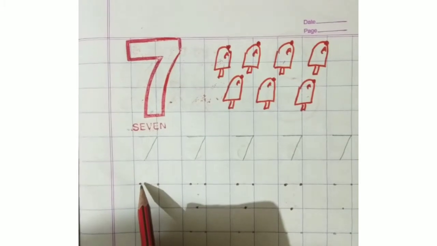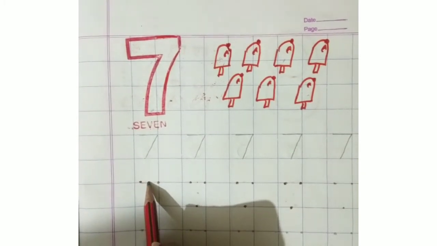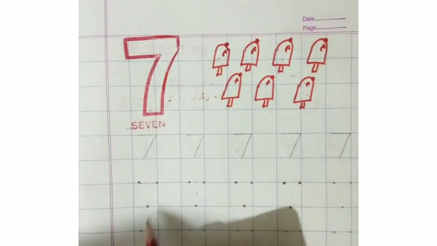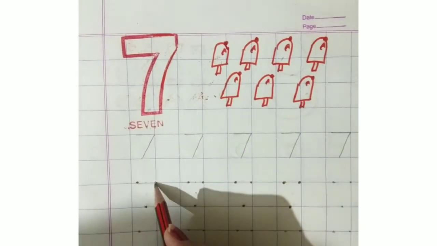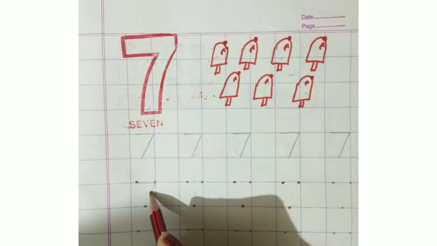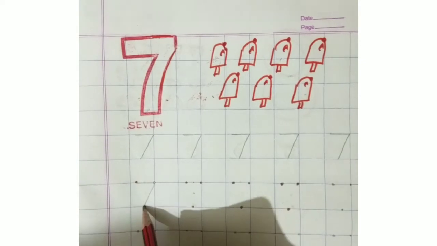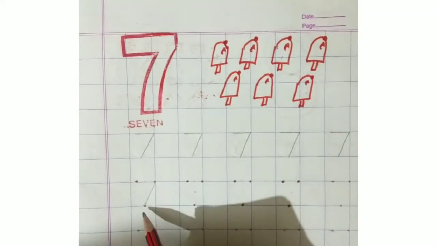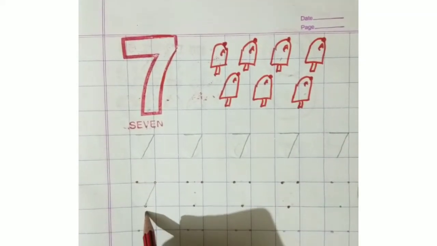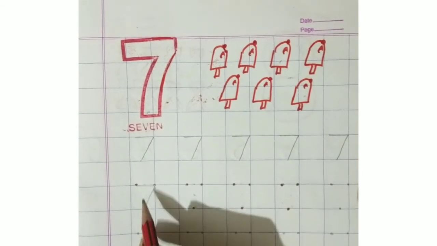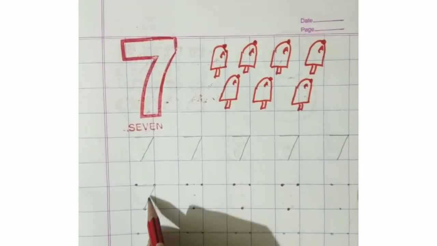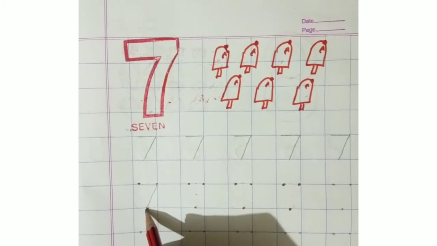First we make sleeping line like this, slanting line like this. This is number 7. Sleeping line, slanting line. Try again.